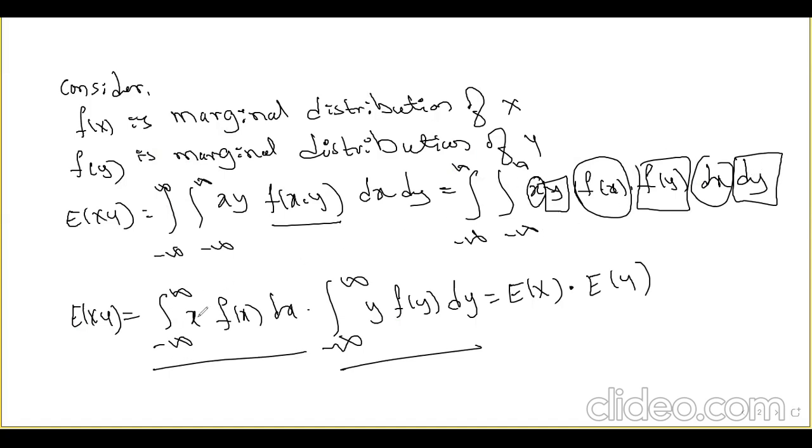Now I will take one integration here, x f of x dx, into another integration. Nothing will be changed from here to here, right? So both are equal. So this is nothing but the integration from minus infinity of y into f of y dy. So this is nothing but our expected value of x definition. This is nothing but the expected value of y definition. So this implies that expected value of xy is equal to expected value of x into expected value of y, if and only if they are independent.